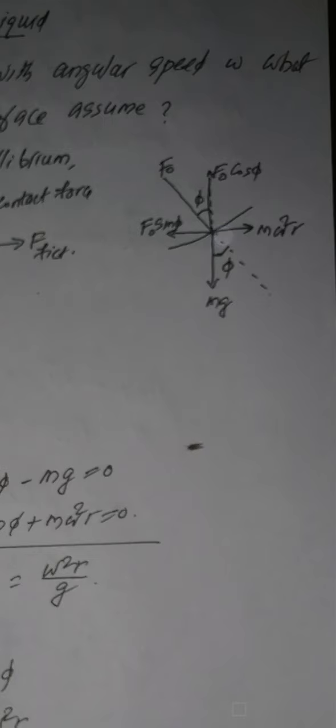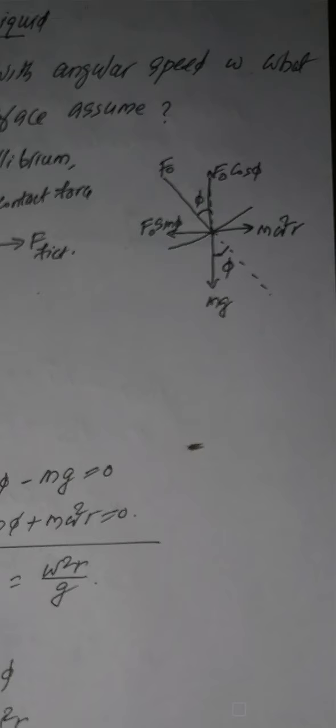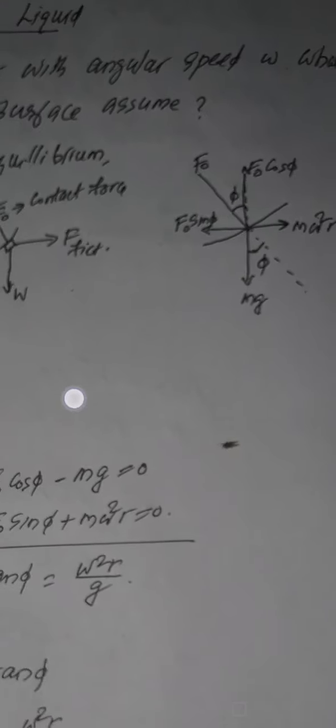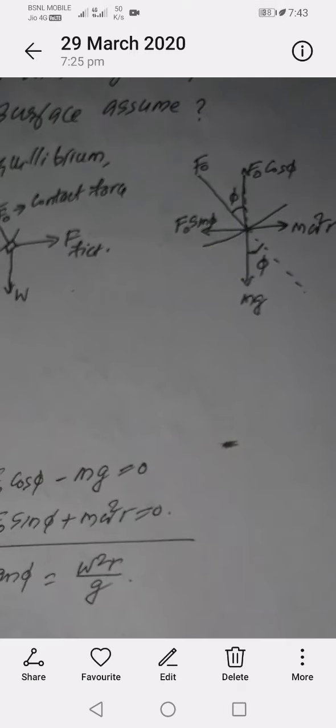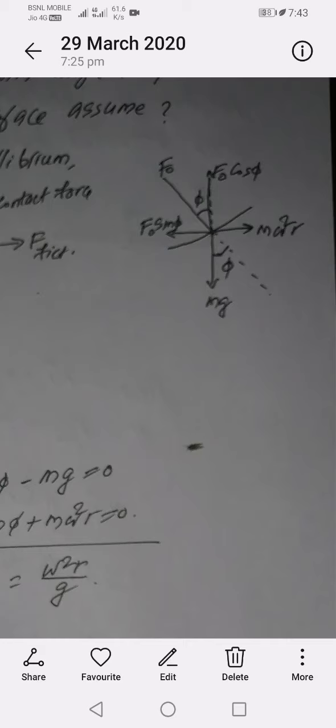I corrected it a little more, so this is the corrected one. F0 has two components, F0 cos phi and F0 sin phi. I have taken phi as the angle between the normal and F0. This one is the surface of the water, and here I assume the surface is a little slanted. mg is the weight, this is phi, and m omega square r is the fictitious force, where omega is theta dot, so theta dot square is omega square.